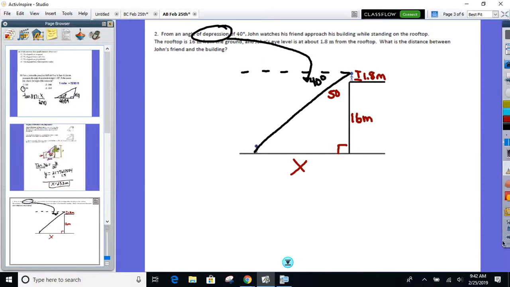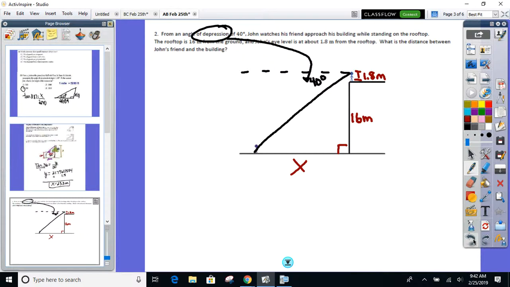Can we make a class decision, though? You can do it your own way whenever you want, but just so our numbers stay the same, do we want the alternate interior or do we want the 50? Okay, you got it. Alternate interior, 40.